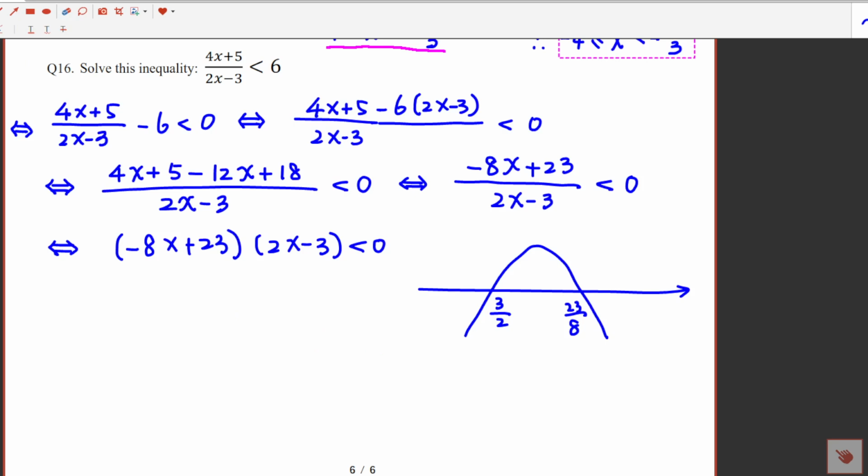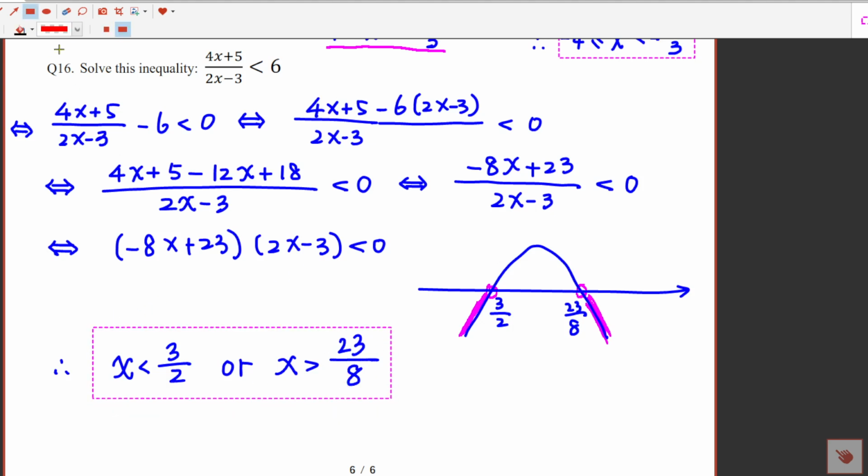And then we need to find any interval that makes this expression less than 0. Therefore, the solution is to the left side of the smaller zero or the right side of the larger zero here. Therefore, we know x is smaller than 3 over 2, or x is larger than 23 over 8, right? So this is our final solution.